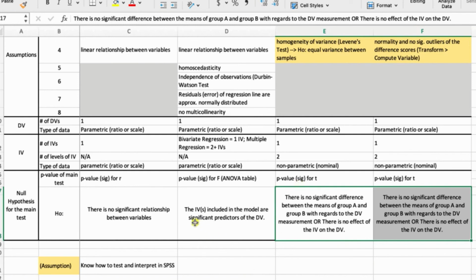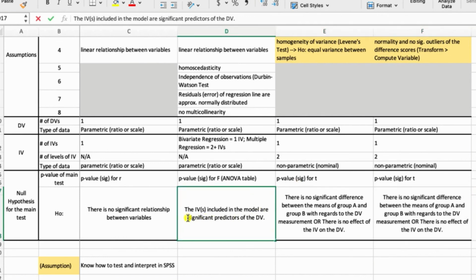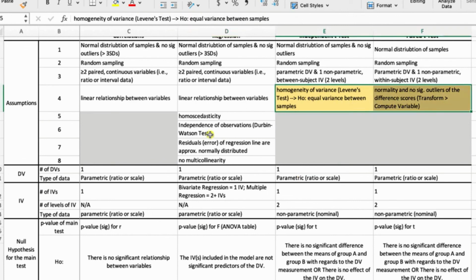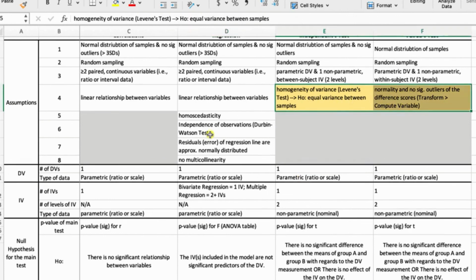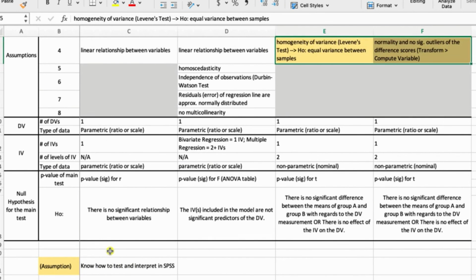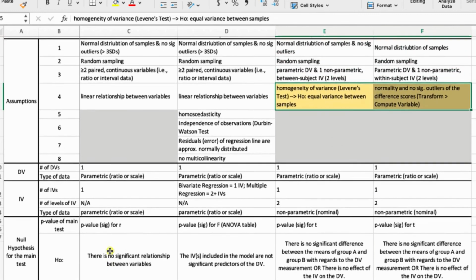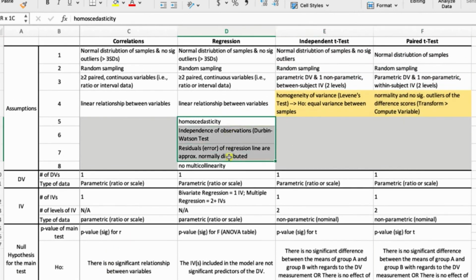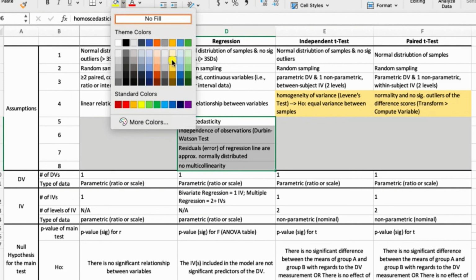And I just noticed that should be there. The other thing I wanted to point out in here is that the assumptions that have p-values attached to them, you want to know how to test and interpret those in SPSS. The other ones that would be included are these ones, so I can make those yellow as well.